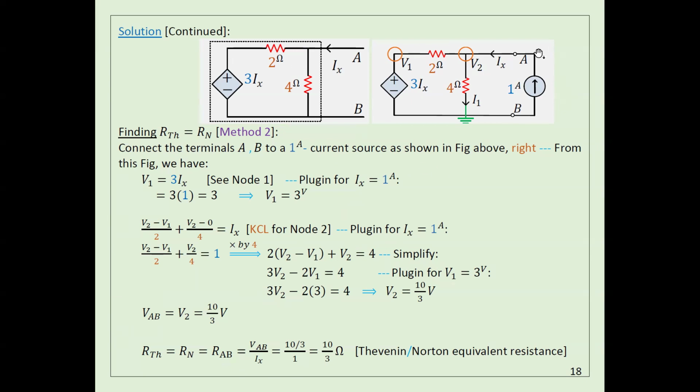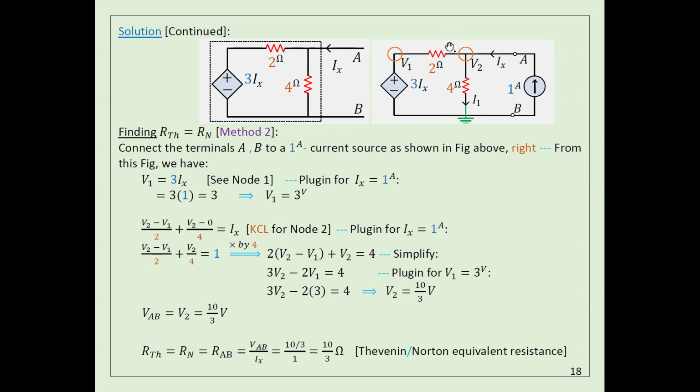Look here. If I just use Kirchhoff's current law here, I think I can solve it. The current input here, Ix, is equal to I1 plus I2. Ix is known to me, which is 1 ampere. I1 is actually V2, which is my unknown, the one I want to find, V2 divided by 4 ohm. That is, V2 minus 0 divided by 4 ohm.